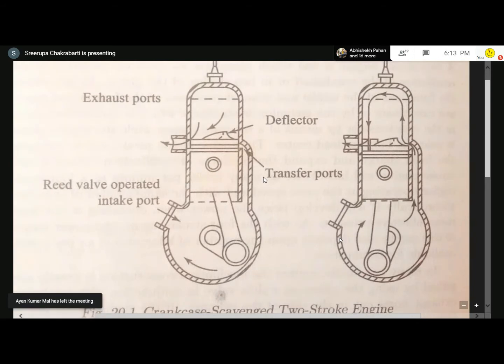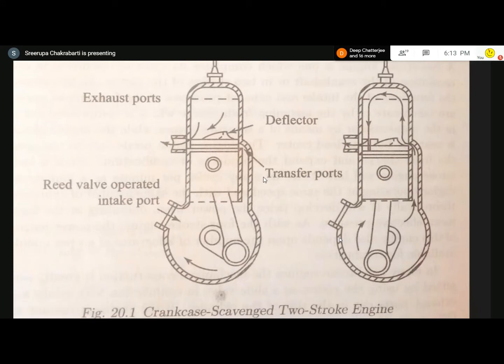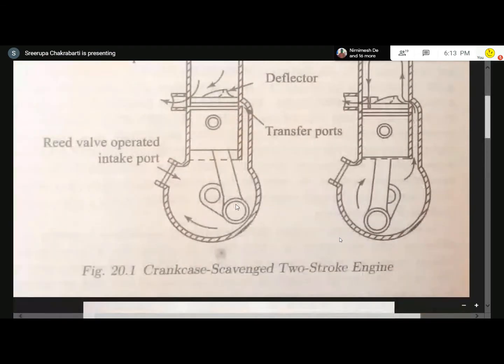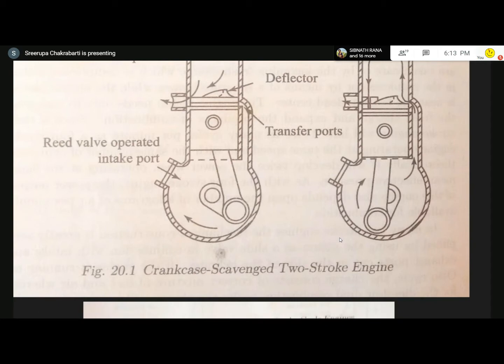This is a two-stroke engine, which means that the total cycle will be completed in 2 journeys of the piston. Each journey is called one stroke, and one journey means one dead center to another dead center. And here you can see the name of this engine is crankcase scavenged two-stroke engine. There are some varieties of two-stroke engines, but out of that, this crankcase scavenged two-stroke engine is more popular, and we have only tried to explain that.